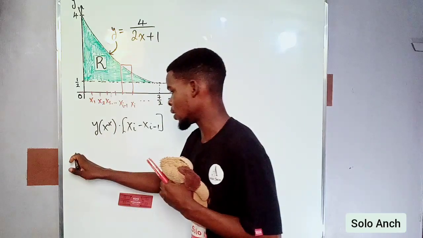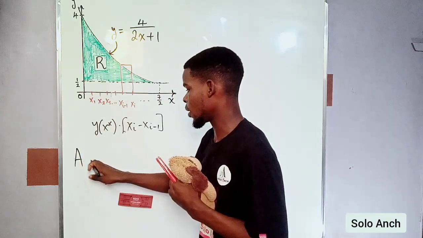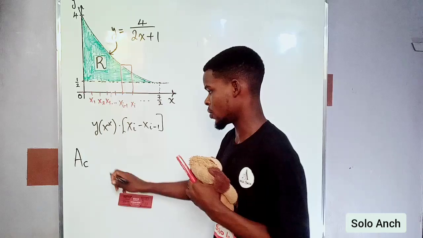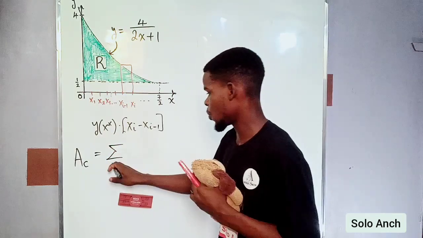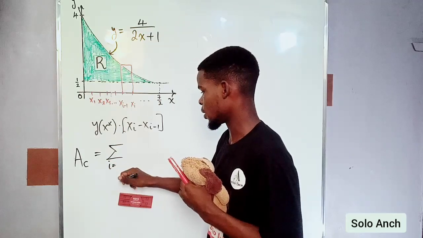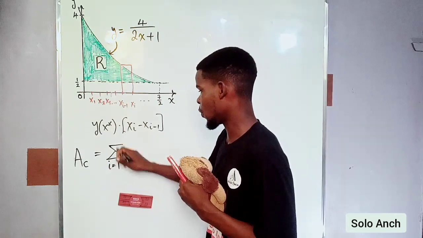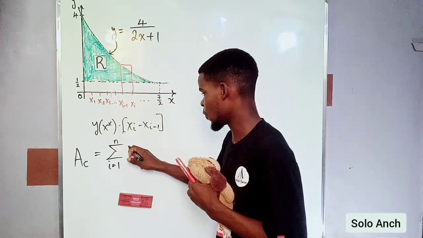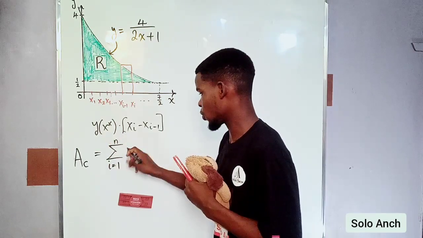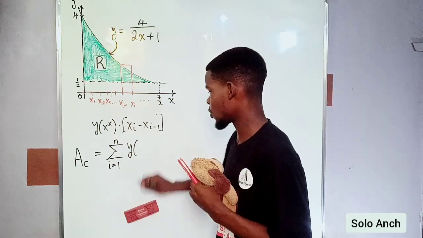So this is how I'm going to write it. The area under the curve, I'm going to use AC to denote that, all right? It's going to be the sum. Let's use I, since it's just an arbitrary point, as our sum index. So that's going to be I starting from 1 up to n of them. We're going to multiply that. We're going to take the sum of y evaluated at some x star.